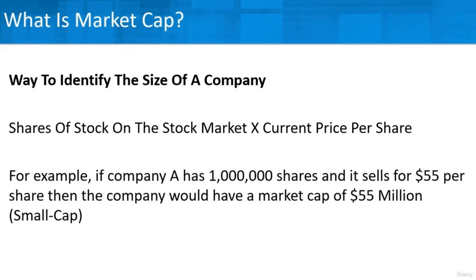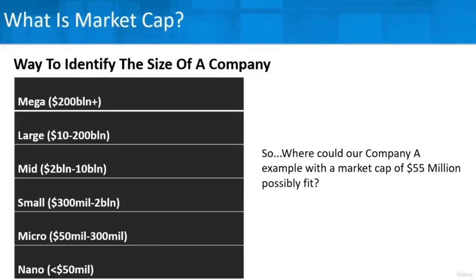So for example, if company A has 1 million shares that are available to people to buy, sell and trade, and right now it's selling for $55 per share, then the company would have a market cap of 55 million, which would put it in the small cap category. If we were to look back at our chart, it would put us in the small cap category. That's a simple way of comparing the size of companies between each other based on the number of shares and their current price per share.